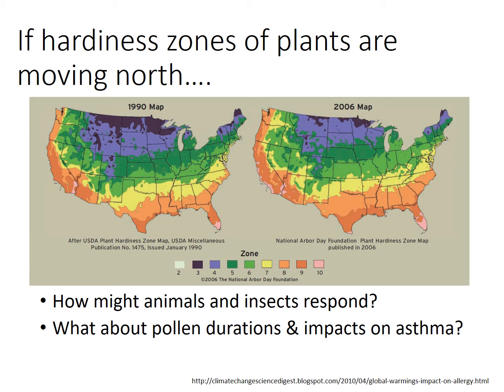So you can imagine that there might be some differences in where certain animals and insects are going to be living and where they might be moving. You can also imagine that the plants, so the durations of pollen, are going to change, and that might impact people's asthma, for example. So as all of these things are happening, make predictions about what you might expect to see.